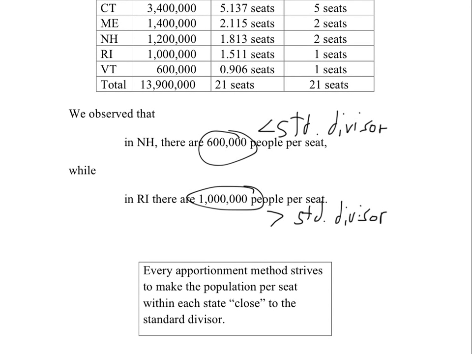So this leads us to an important principle that's worth putting a box around right here. Every apportionment method, not just Hamilton's method, but the others that we're going to study, strives to make the population per seat within each state close to the standard divisor. So here, arguably, our method did not do so well. We ended up quite far away from the standard divisor, and the people in Rhode Island are mad about it. But at any rate, that was the hope. Ideally, every state would have a number of people per seat that was exactly the standard divisor.